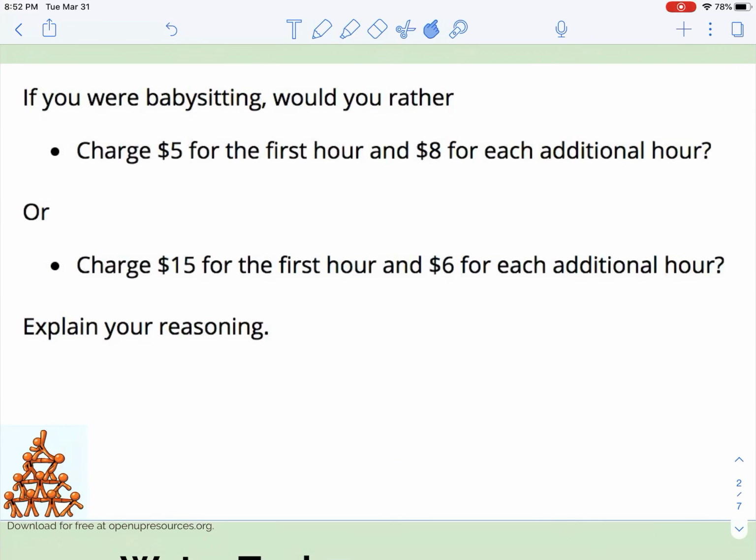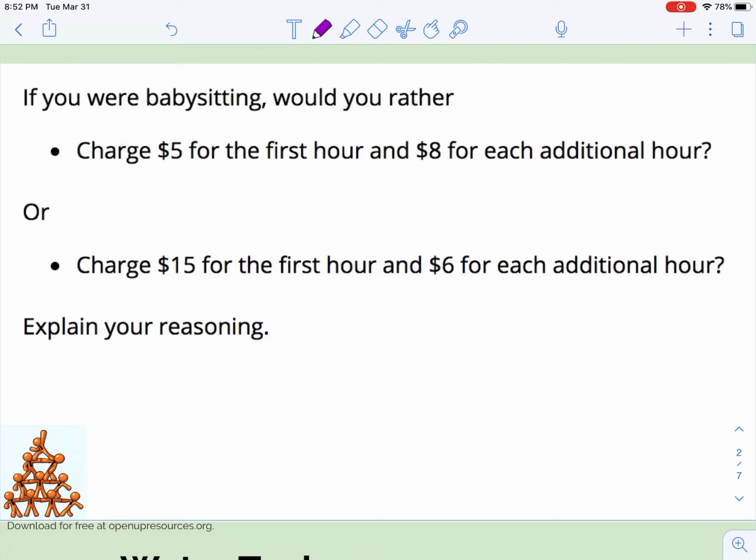All right. So for your warm-up, they give you a little babysitting scenario. They say if you're babysitting, would you rather charge $5 for the first hour and $8 for each additional hour, or charge $15 for the first hour and $6 for each additional hour, and explain your reasoning? So I would set up an equation. You can pause it and try to set one up yourself and then check to see if you did it right.